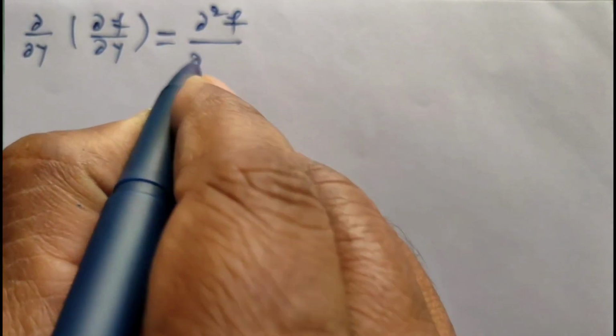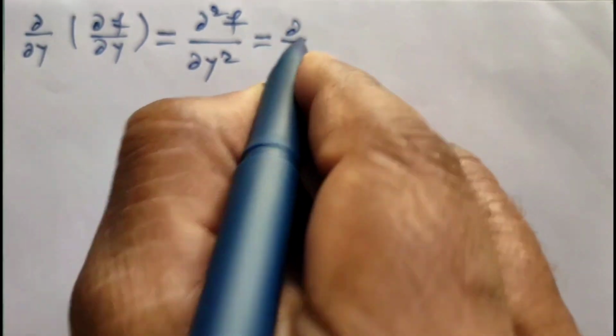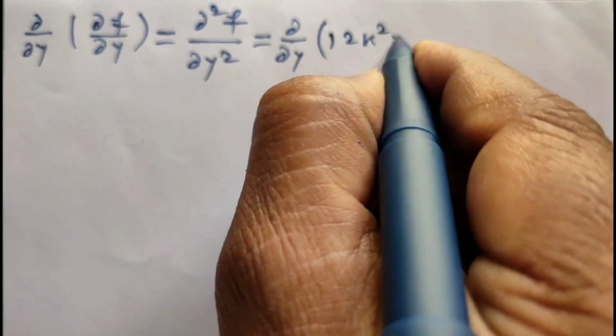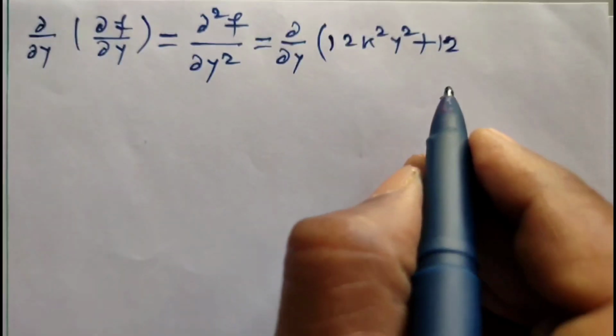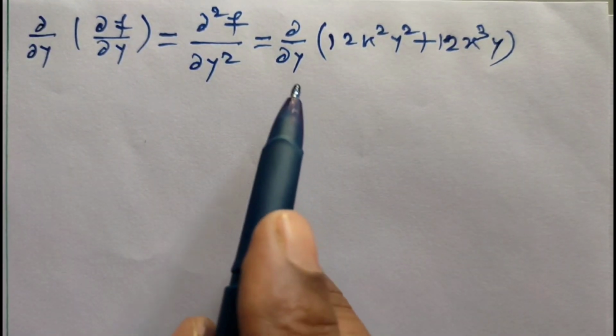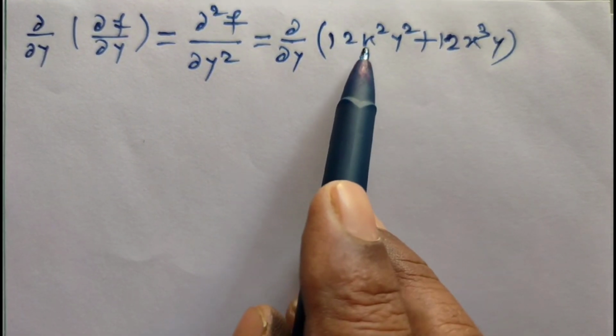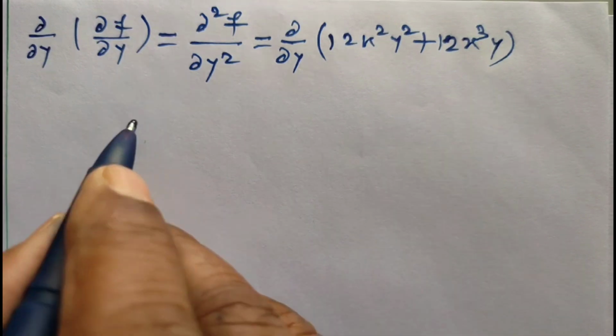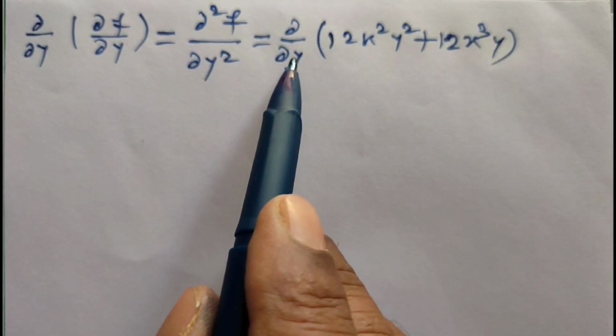Now both sides of result number 5 we have to partially differentiate with respect to y. So partial derivative with respect to y of ∂f/∂y, this is equal to second order partial derivative of f with respect to y square. So this is equal to partial derivative with respect to y of right hand side of result number 5, that is 12 times x square y square plus 12 times x cube y. So now here we are partially differentiating with respect to y. So 12 times x square becomes constant coefficient of y square and 12 times x cube becomes constant coefficient of y. Separately apply this partial differential operator on each term.